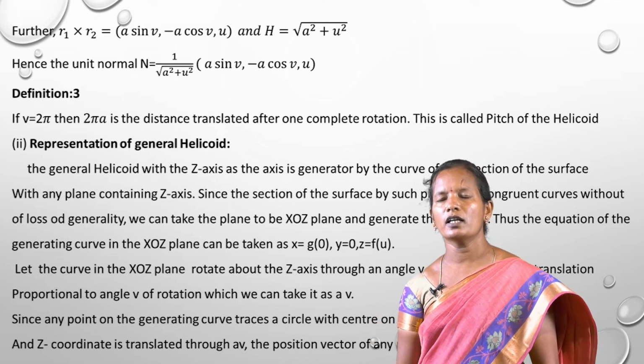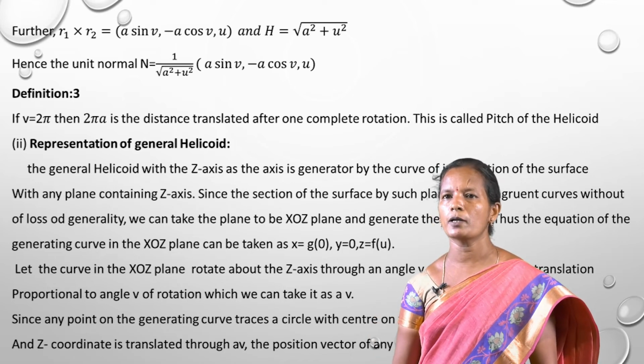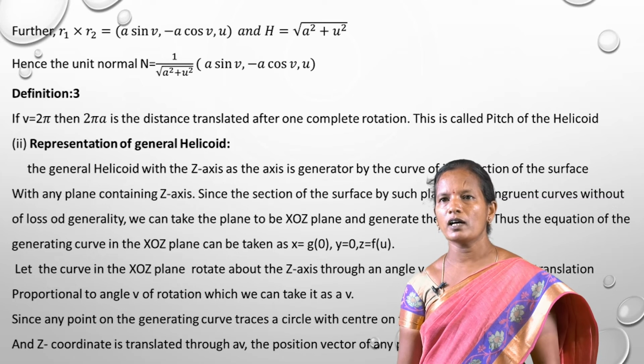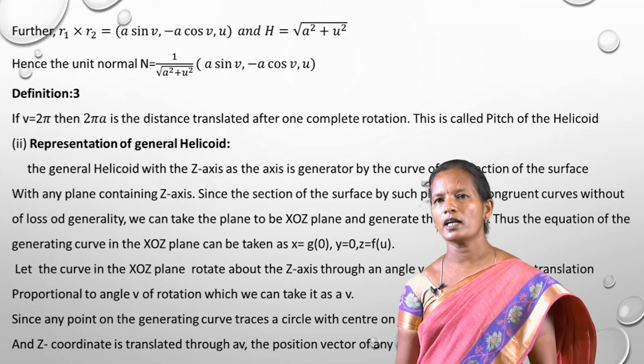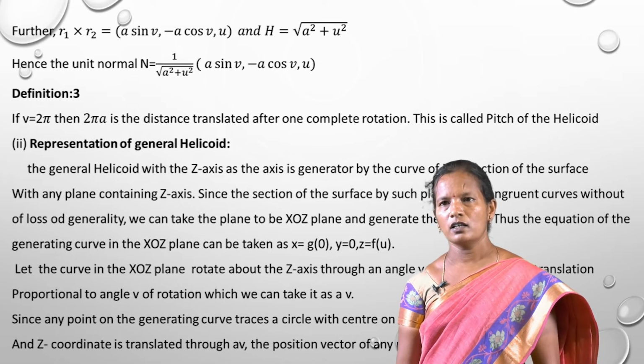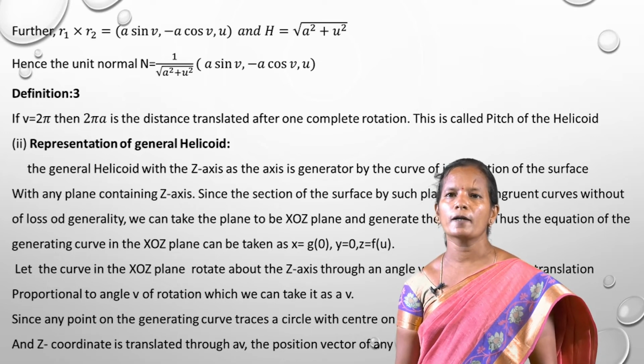Hence, the unit normal n is equal to R1 cross R2 divided by modulus of R1 cross R2. So the value is (a sin v, -a cos v, u), that is R1 cross R2 divided by H, where H means root of a squared plus u squared.